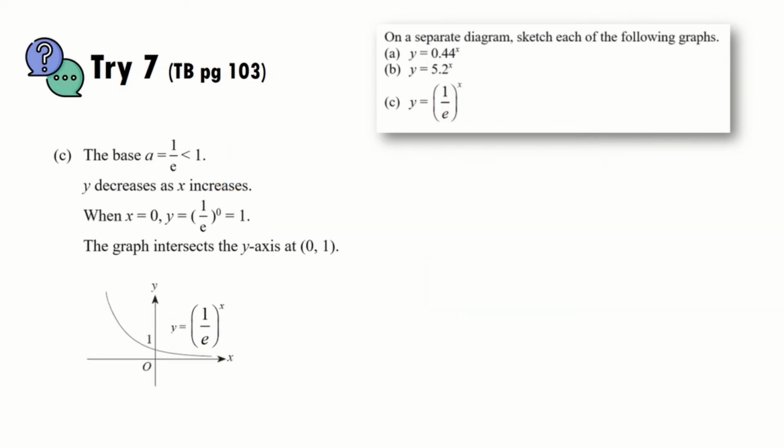Now, what about part C? Part C, we have 1 over e to the power of x. Pressing our calculator, we will find that 1 over e is about 0.3678 and so on. This means that it is lesser than 1.